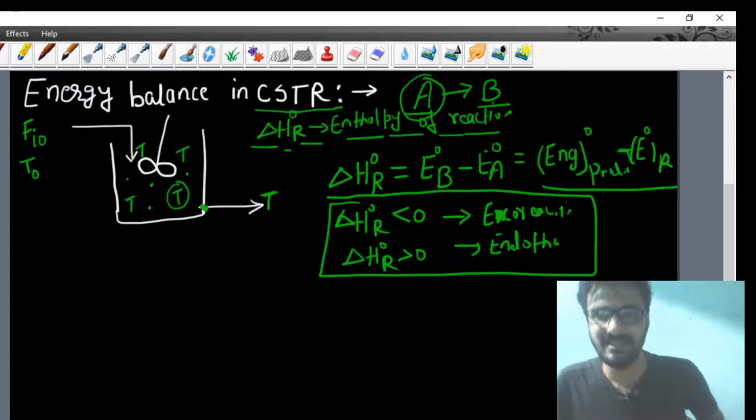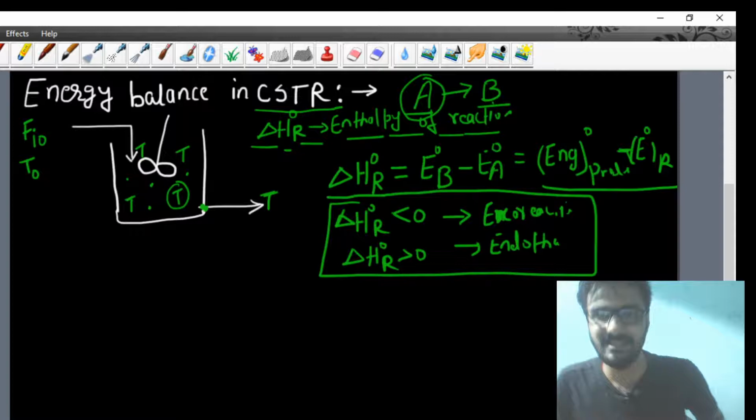If Cp of A is the heat capacity of reactant A, and here I am assuming Cp of B is the heat capacity of product B, that you have to understand. Now, my dear friend, try to understand how the energy balance is taking place here.